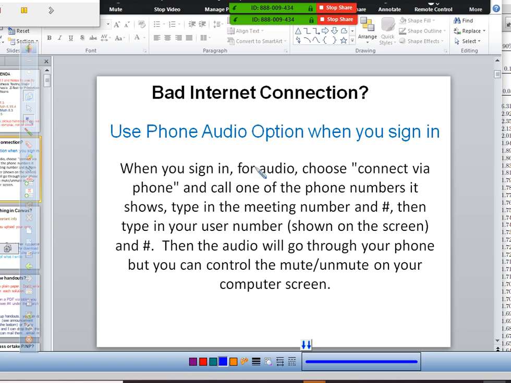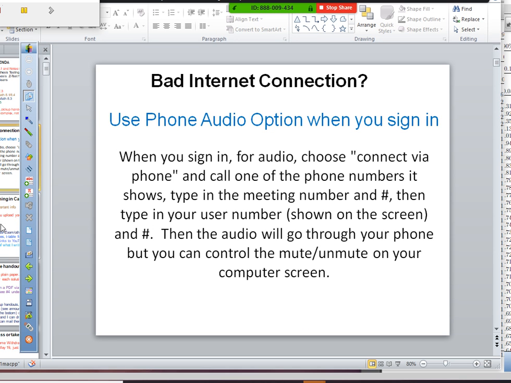When you sign in for audio, choose connect via phone and call one of the phone numbers it shows, type in the meeting number and pound, then type in your user number, which shows up on the screen, and then pound. The audio will go through your phone, but you can still control it through the mute and unmute on your computer screen. It's very cool, super useful. That's what I do.